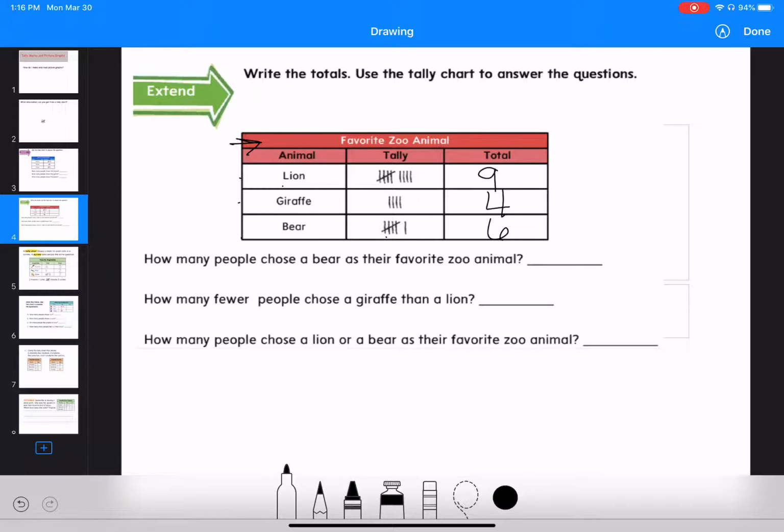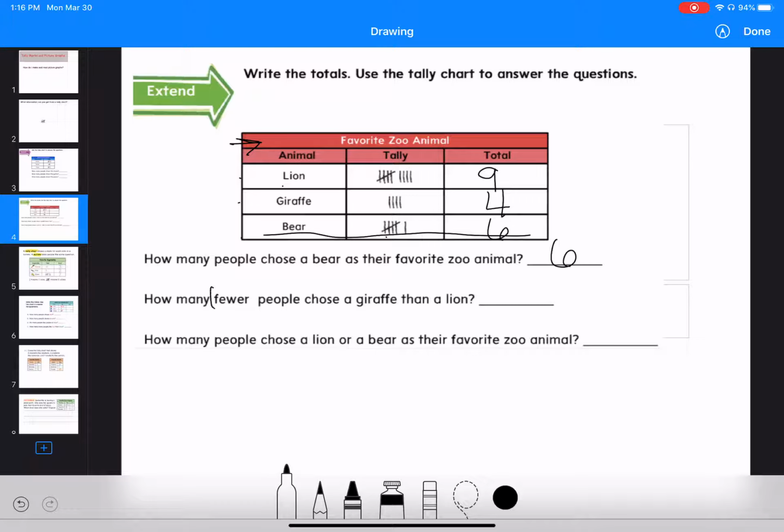Now let's look at our questions. How many people chose a bear as their favorite zoo animal? We just go back up, look at bear, go all the way over, total 6. How many fewer people chose a giraffe than a lion? Now, who can tell me what the code word is in this question? How many fewer people chose a giraffe than a lion?